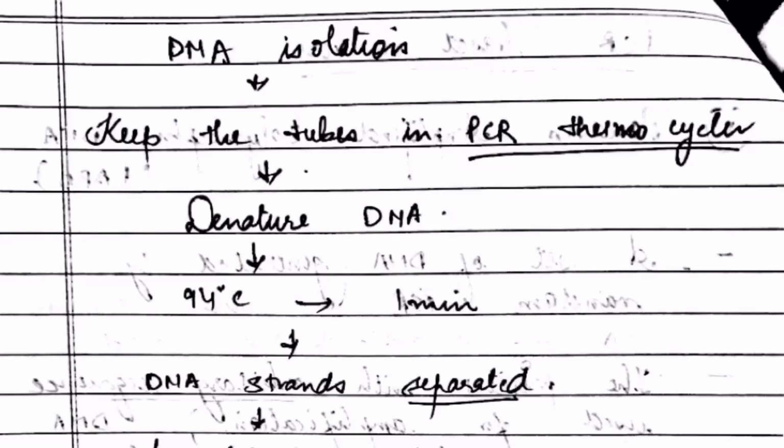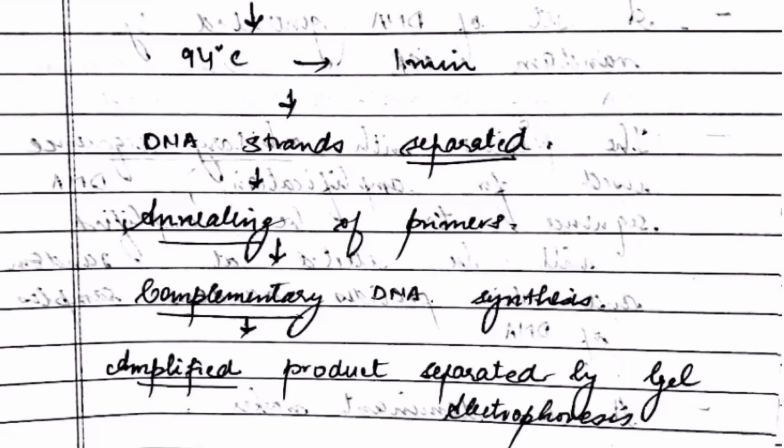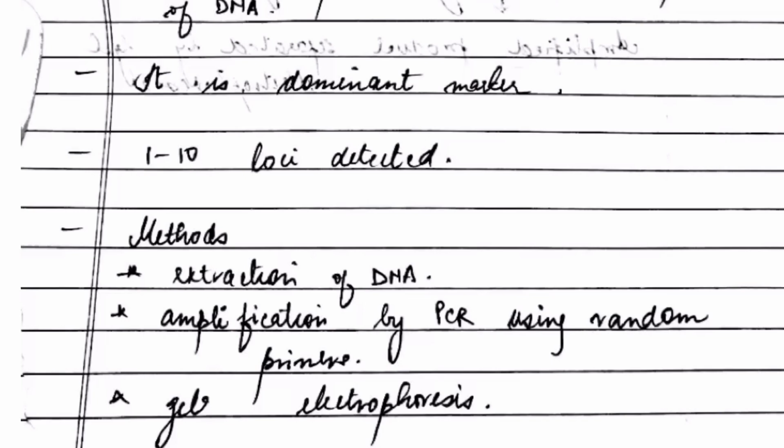The complementary strand synthesis takes place, and then the amplified products are visualized by gel electrophoresis and are identified. And the denaturing of DNA is done at 94 degrees Celsius for 1 minute. It is used to study genetic polymorphism.